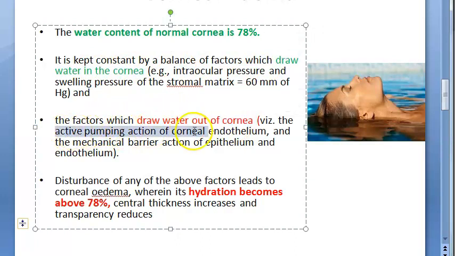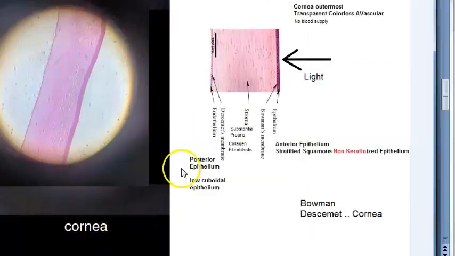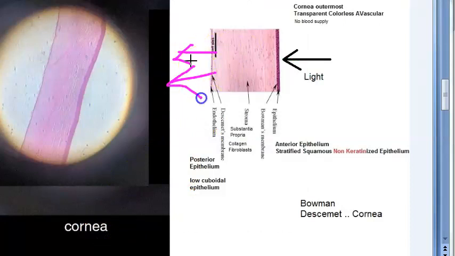What pulls the water out of cornea? So active pumping action of the endothelium, right? So main pump here, pumping out, is endothelium. Endothelium pumps it out. Where? Into what? Into the aqueous humor. It pumps out the water, the endothelium. So the endothelium is going to maintain the transparency.